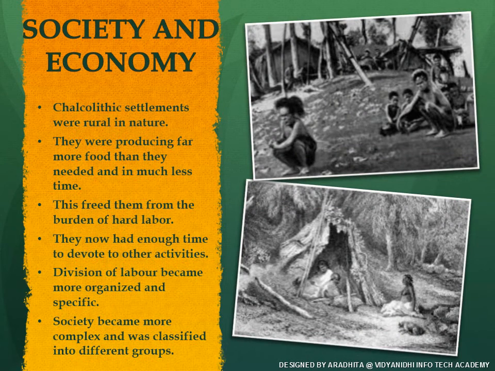Society and economy. Chalcolithic settlements were rural in nature. They were producing far more food than they needed and in much less time. This freed them from the burden of hard labor. They now had enough time to devote to other activities. Division of labor became more organized and specific. Society became more complex and was classified into different groups.